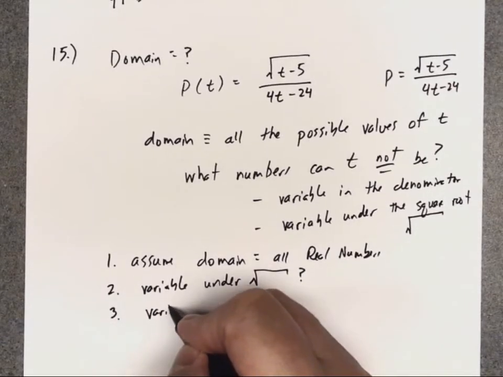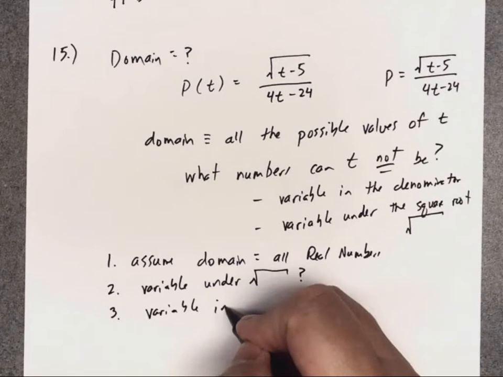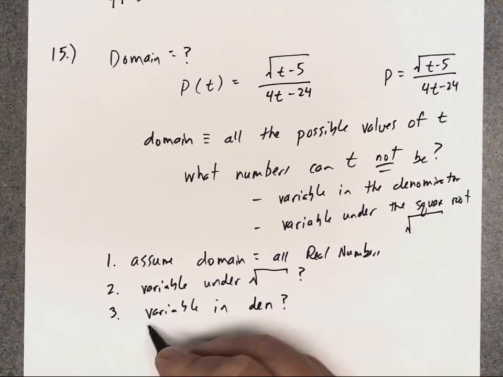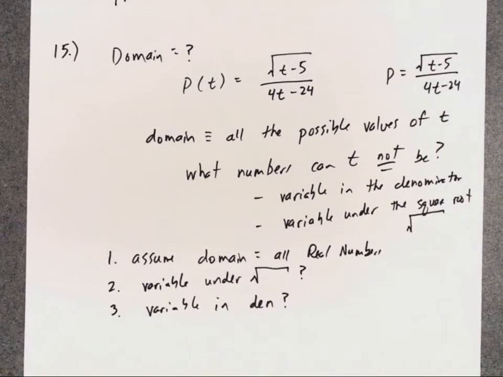And then I also say, is there any variables in the denominator of a fraction? Because if that's true, then my domain is going to change again. So really, if you think about it, the domain is going to be all real numbers except if one or both of these things occur. If I have variables under the square root sign, my domain is going to change. It's not going to be all real numbers anymore. Or if I have variables in the denominator of a fraction, my domain is going to change. It's not going to be all real numbers.